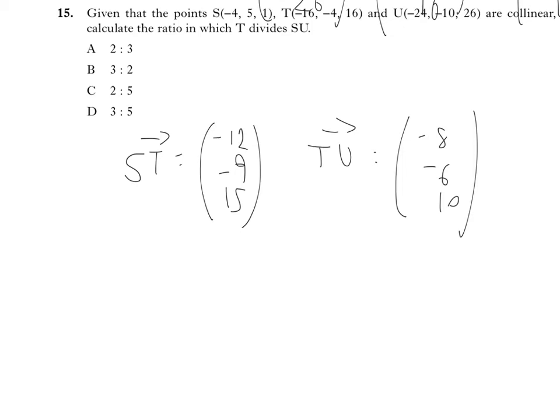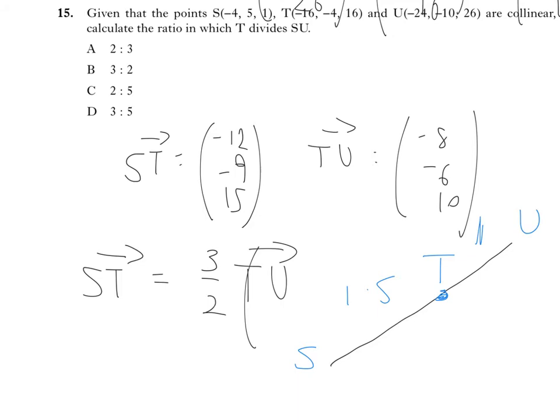So we can see that ST equals 3/2 of vector TU. So we can see that ST is 1.5 lots of TU. So there you can see the ratio is 1.5 to 1. If I double both, that will be 3 to 2, and option B.